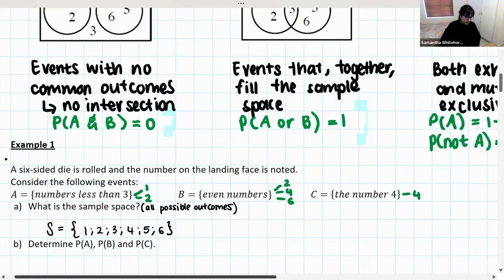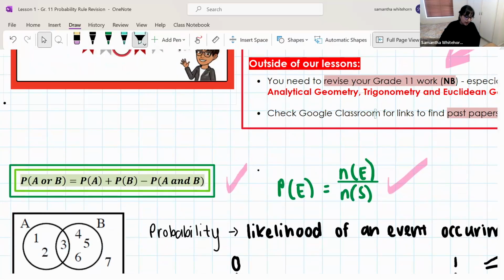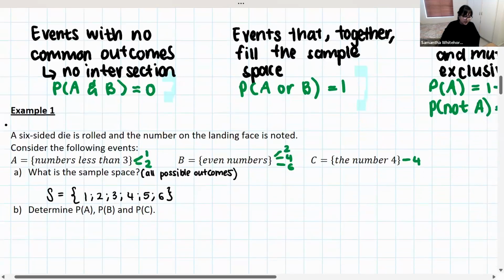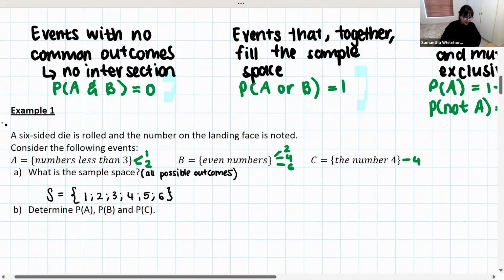I'm then being asked in question B for some probabilities. Now, this is where this formula over here comes into play. Guys, again, I don't particularly think you ever consciously think, oh, I'm using this formula. Obviously, if you do, that's absolutely fine. But we know that to determine the probability of an event, we take the number of outcomes that fall into the event and divide it by the total number of outcomes.